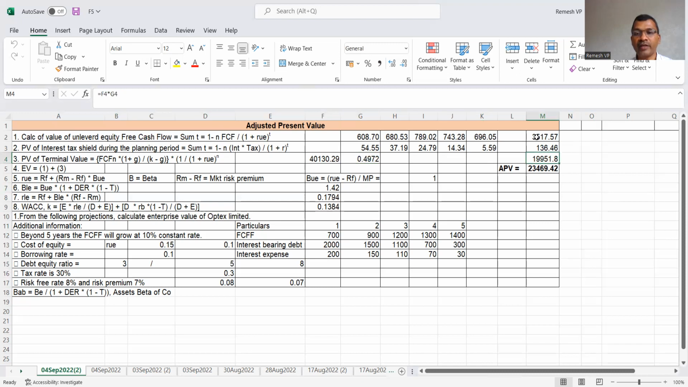19,951.8. So earlier we had 3517. Now we have got 19,951.8 as the terminal value, PV of the terminal value, 3517.57 as the free cash flow, PV of the free cash flow for the definite period. So adding these two together, we will get the adjusted present value of the firm. So that is it.